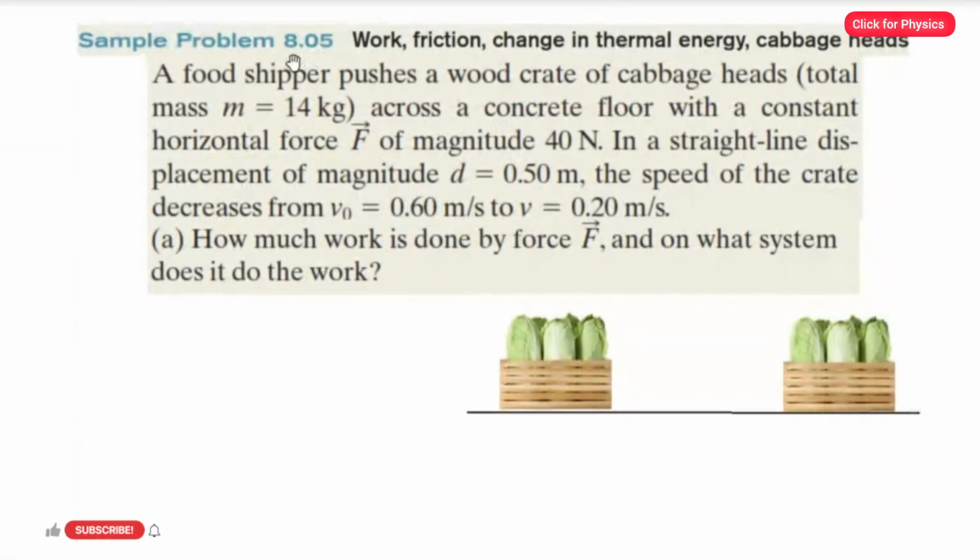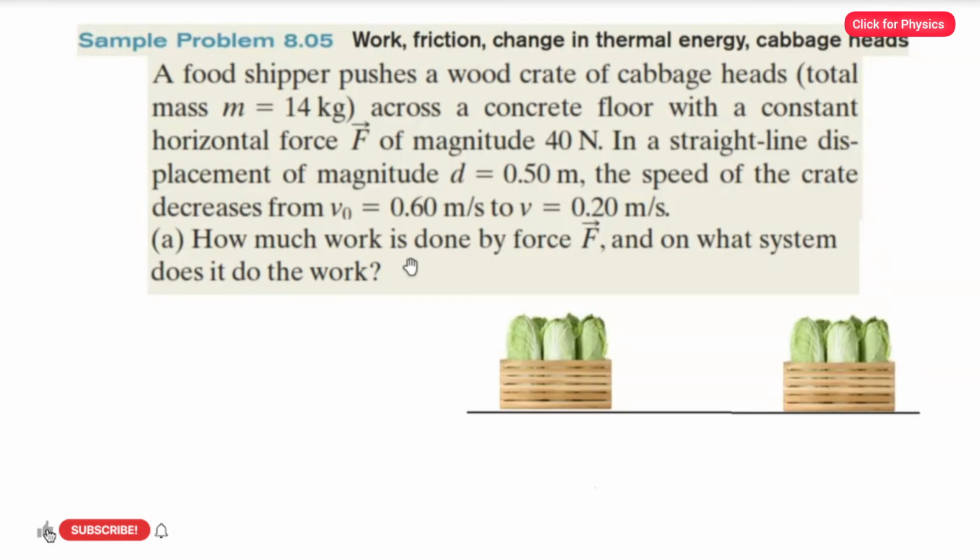Sample problem 8.05. A food shipper pushes a wood crate of cabbage heads, a total mass m equal to 14 kg, across a concrete floor with a constant horizontal force F vector of magnitude 40 Newton. In a straight line displacement of magnitude d equal to 0.5 meter, the speed of the crate decreases from v0 equal to 0.6 meter per second to v equal to 0.2 meter per second.